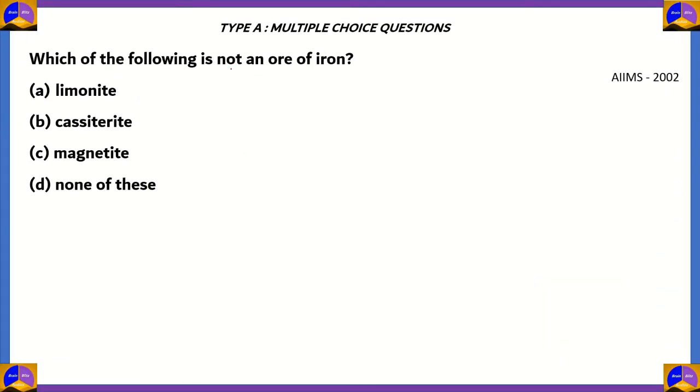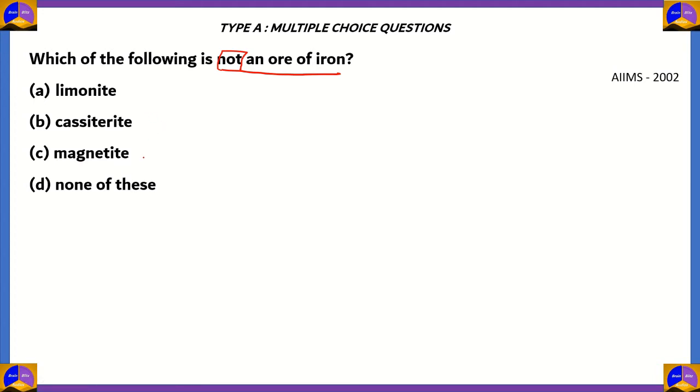Which of the following is not an ore of iron? So here we have the word not, and it's the most important word here because it changes the meaning of the question entirely. So we need to find out which of these three ores are not an ore of iron. So if none of them are, then option D will be the correct answer. But let's look at which of these are ores of iron.